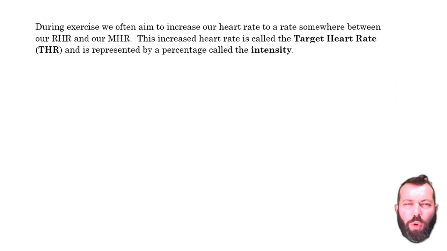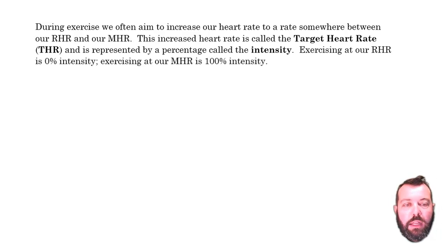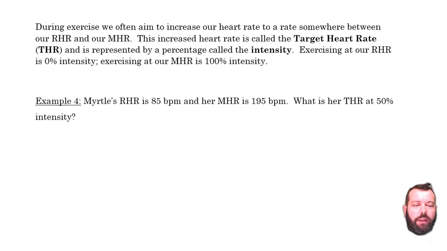Now, we don't always exercise at our maximum heart rate, or for that matter, at our resting heart rate. It's not much of an exercise if you do. So somewhere in between, we call this our target or maybe training heart rate, abbreviated THR. Now, how much we've increased our heart rate from our resting towards our maximum, if we represent that as a percentage, we'll call it the intensity. So if we're at our resting heart rate, that's 0% intensity. If we are at our maximum heart rate, that's 100% intensity, and anywhere in between is going to be a percentage.